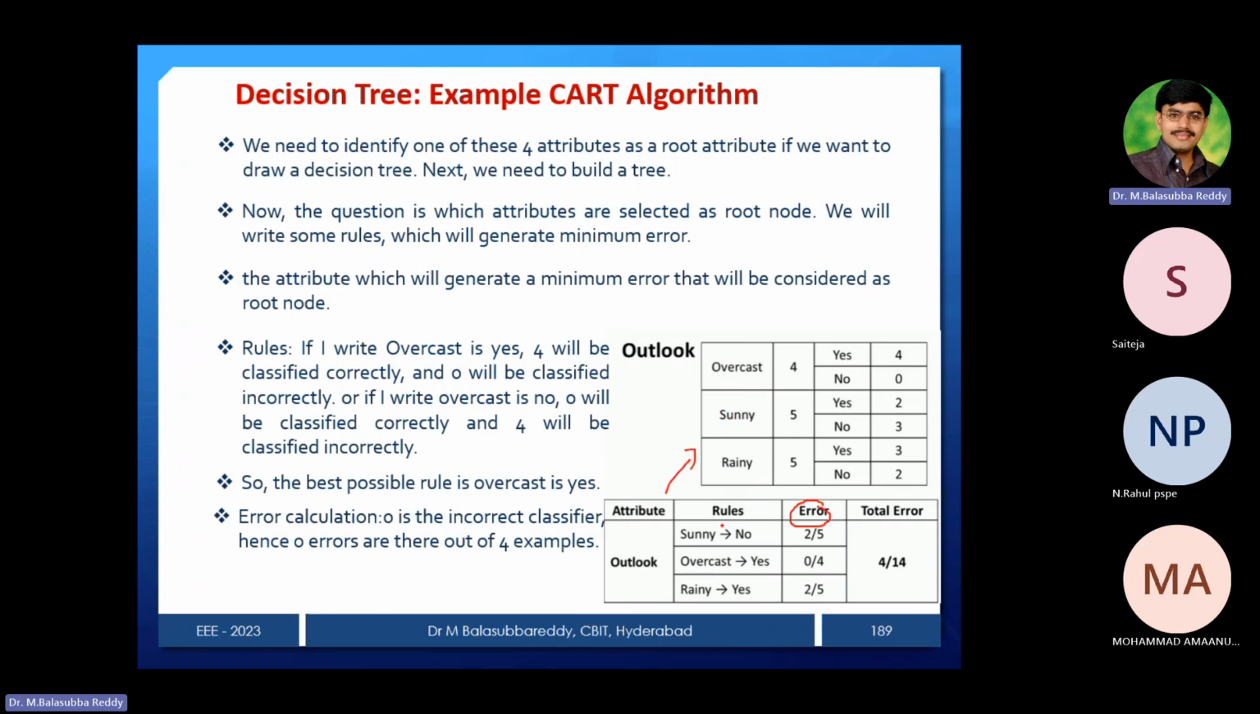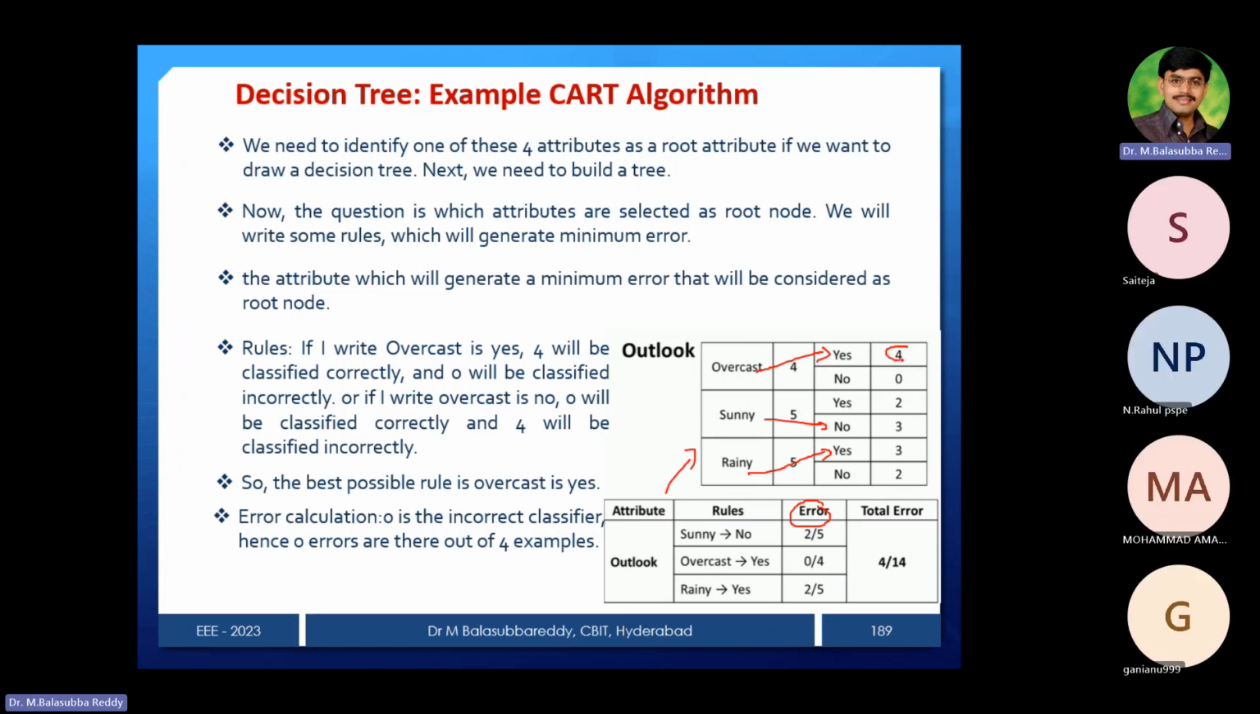From this table, I wrote the rules. Sunny is no is the best one, rainy is yes is the best one, and overcast is yes is the best one. Or indirectly, as a thumb rule, whichever has the highest count, you take it as a rule in each case. So the highest count is 4. That means overcast is 4.